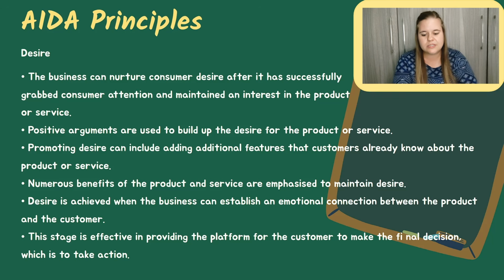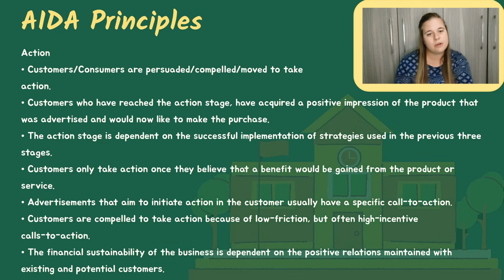Desire is achieved when a business can establish an emotional connection between the product and the consumer. This stage is effective in providing the platform for the consumer to make the final decision, which is then to take action and actually buy the product. Now we're looking at action. Consumers/customers are persuaded, compelled, and moved to take action. Customers who have reached this action stage have acquired a positive impression of the product that was advertised and would now like to make the purchase.